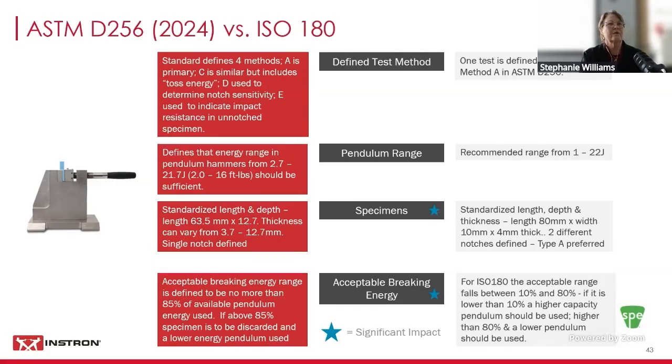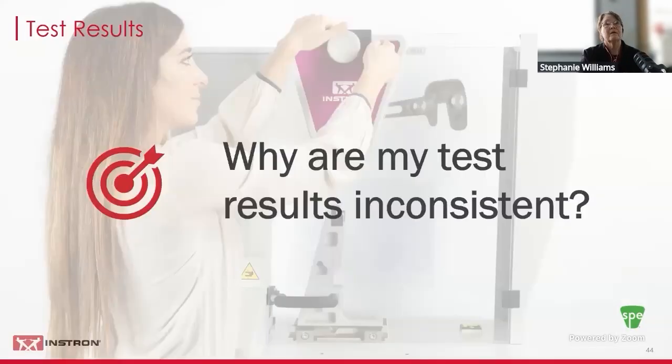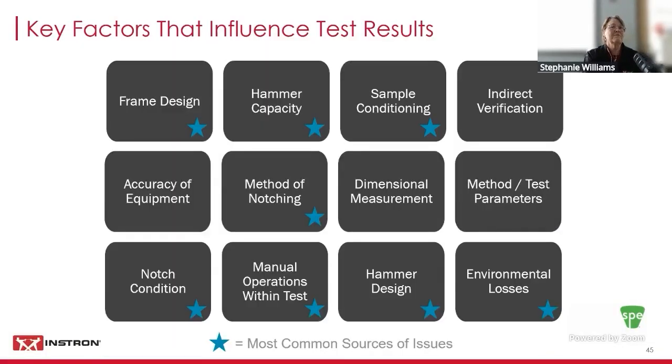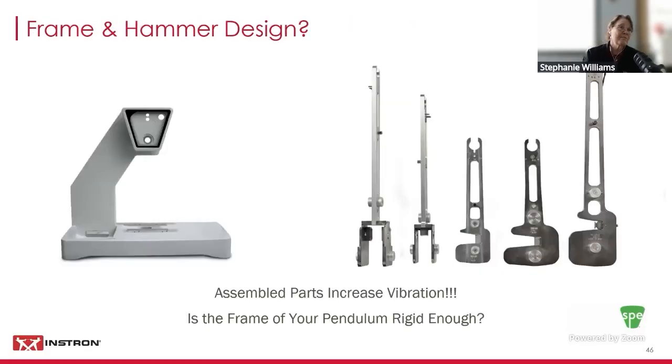Again, defined pendulum ranges. We talked about the specimen dimensions. There's variability there, as well as the type of notches that are preferred. And again, what do we take away from the standards for how much energy is allowed to be removed? So why are my test results inconsistent? Some of the key factors that can influence results are highlighted here with the star. We're going to step through these to look at why they are common issues and why they influence the result. So, the frame design.